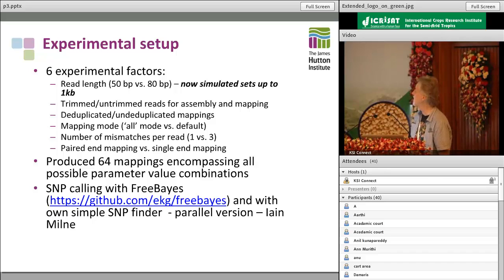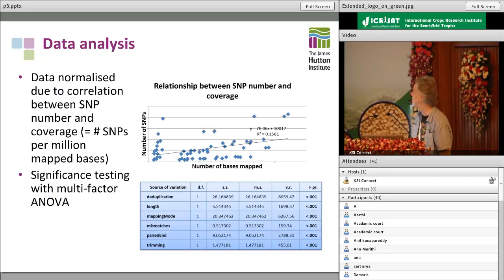We played around with the number of mismatches, and that can be really important as well. In this case, we used 1 or 3 mismatches. And we looked at the difference between using paired end reads and single end mapping. We produced all different combinations of these. We used Freebase for this, but we have a parallel version of Freebase that we've modified in-house, which improves the efficiency for these simulation processes.